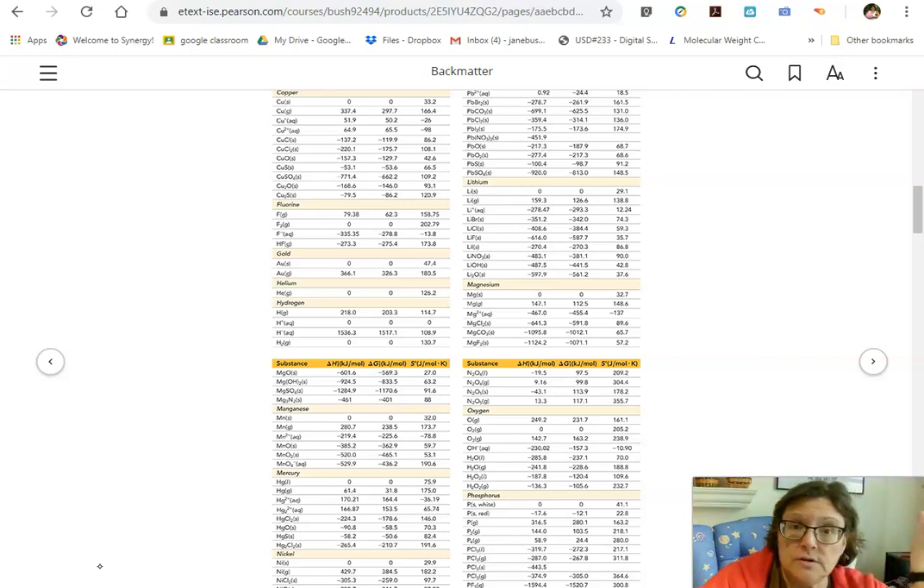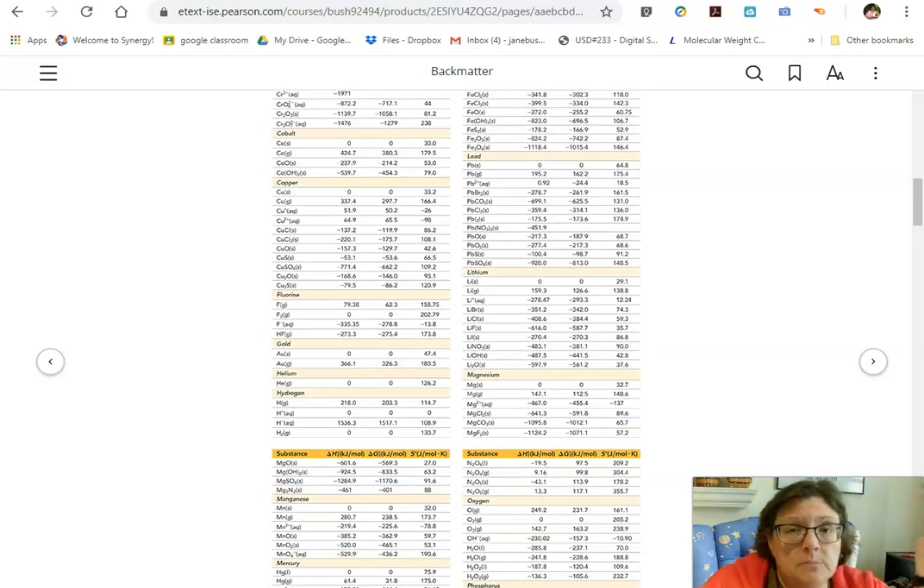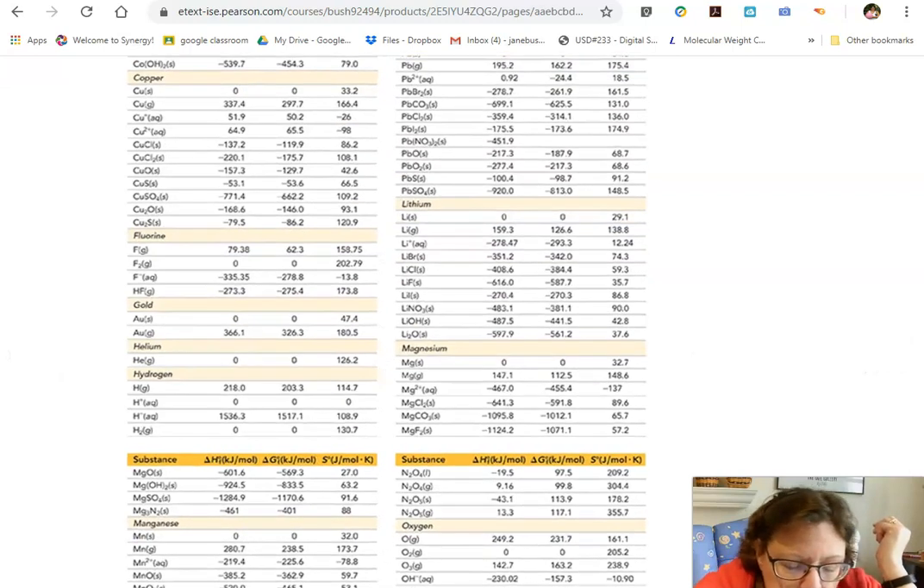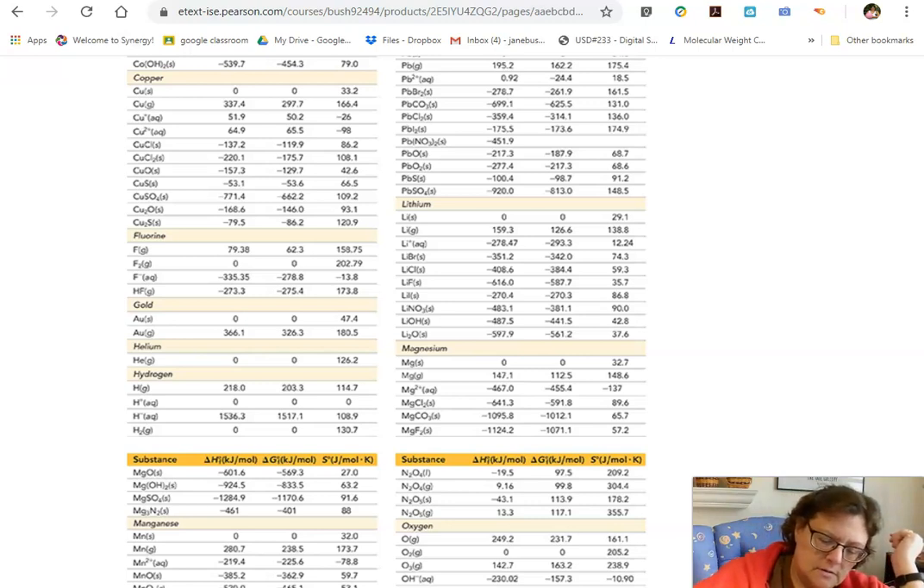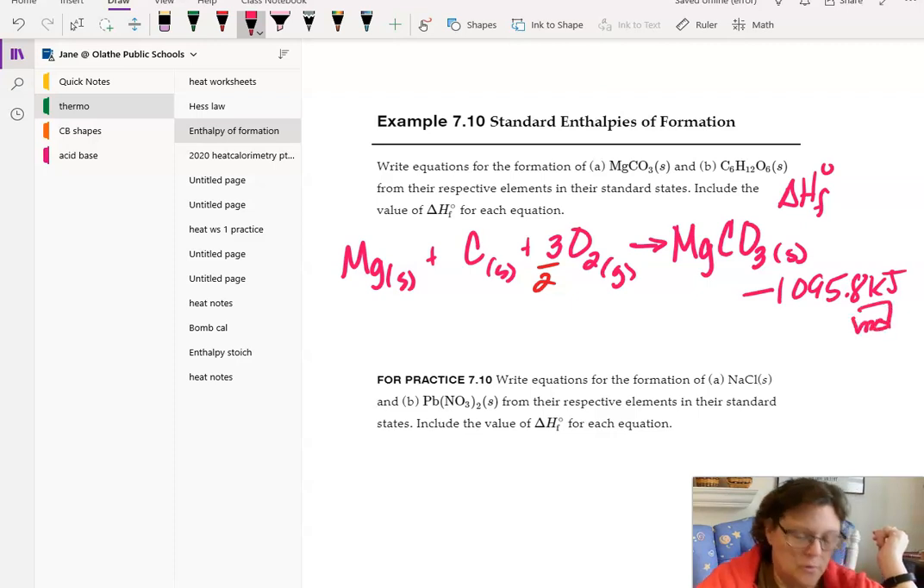So I've gone to the part in the back of the book, and I can try to zoom in, but then things get fouled up, so I'm not going to. Believe me, this is not the first take for this video. But magnesium carbonate in here is negative 1095.8. And our units are kilojoules per mole. Okay?